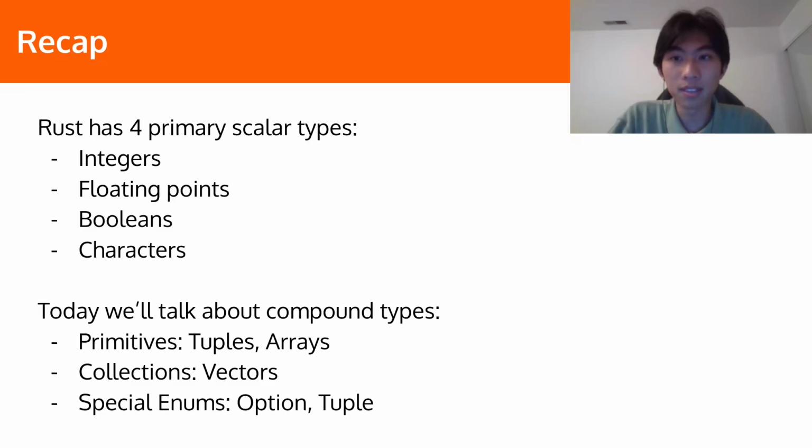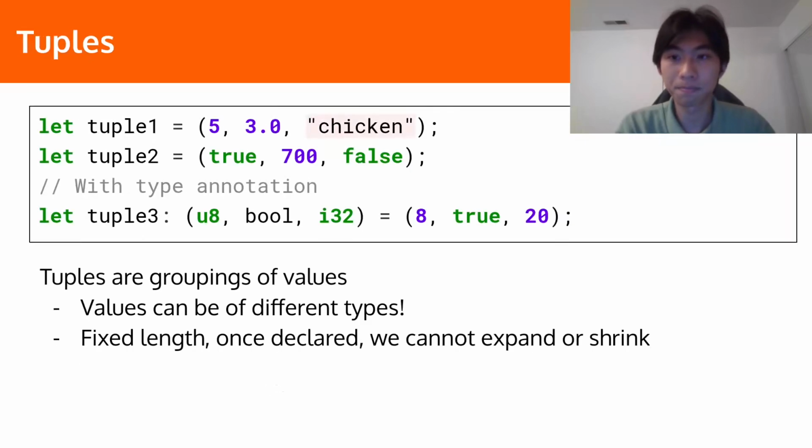As a recap from last time, Rust has four primary scalar types: integers, floats, booleans, and characters. These scalar types can each hold one value. But today we'll be looking at compound types that are made up of many of these scalar types and group them together into a single value, and these compound types are able to hold multiple different values.